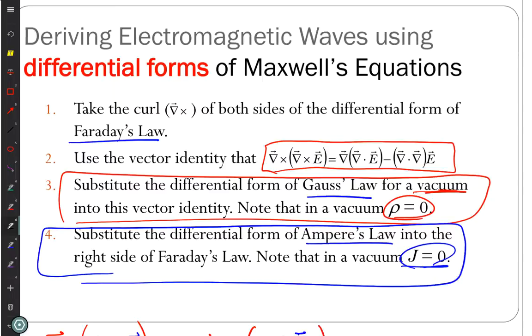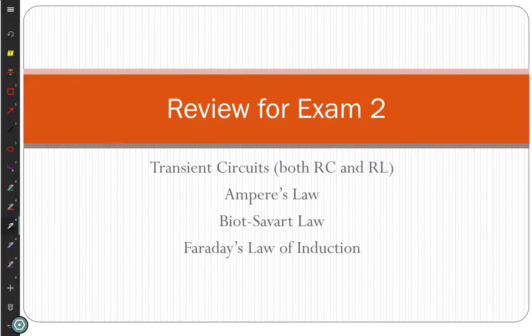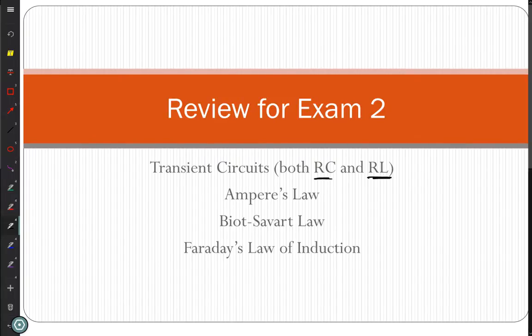Okay, so let's go to the test. I thought that this was going to take two pages, so I put a blank page in. I worked efficiently. Okay, so these are the calculus-based things that could be on the exam. You could have something that has to do with transient circuits, both RC and RL. RLs were introduced in this section. RC was introduced at the very end of the last section, hence wasn't on the last test as one of the options. Ampere's law, the Biot-Savart law, and Faraday's law of induction.